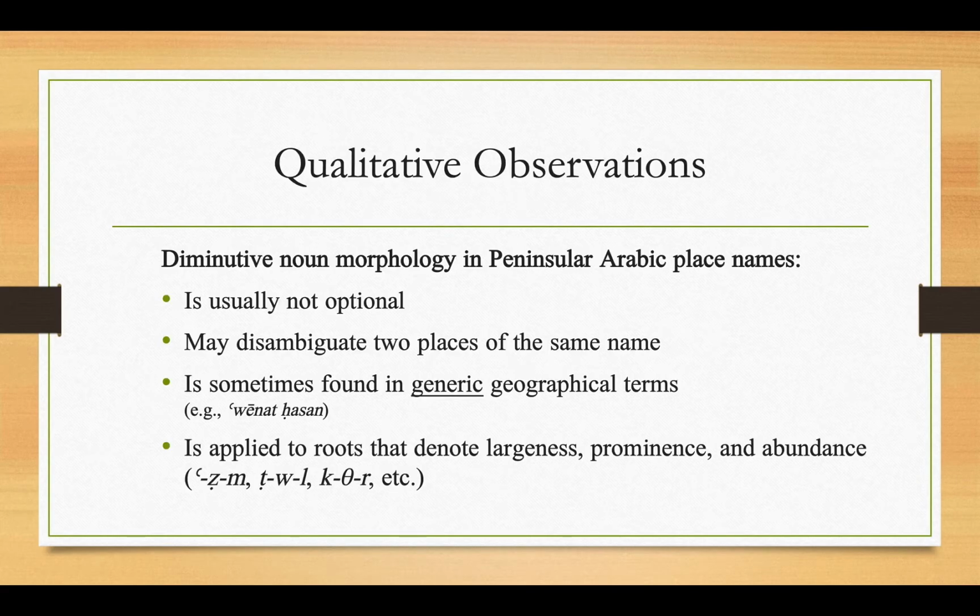So putting together all our qualitative observations, diminutive morphology in place names in the Arabian Peninsula was usually not optional. Diminutive morphology was used to disambiguate two places of the same name. Diminutive form was often applied to generic geographical terms, especially those having to do with water, such as muwe or awenat.